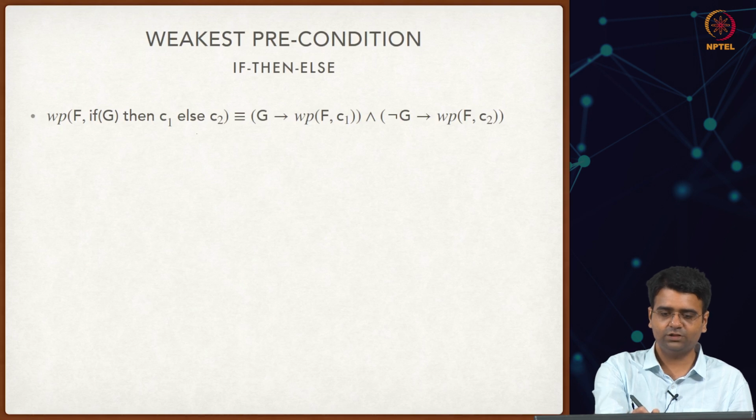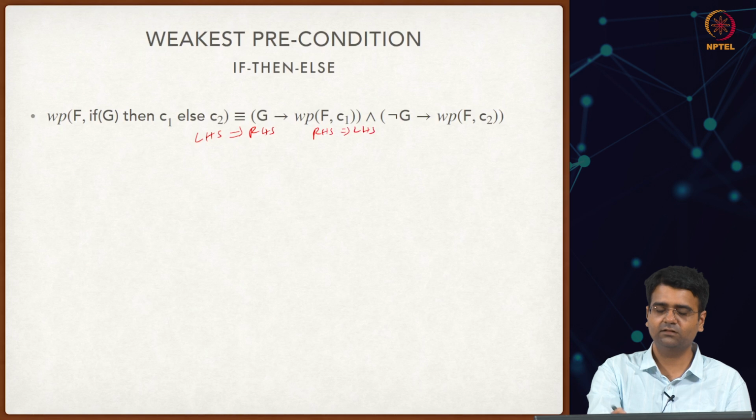So we will show that LHS implies RHS and RHS implies LHS. If you show that both these implications hold, that would mean that LHS and RHS are equivalent to each other. And we will again use the definition of weakest precondition. So let's first prove that LHS implies RHS.